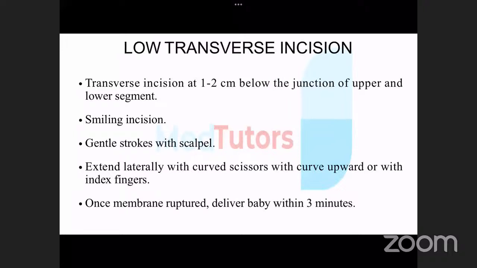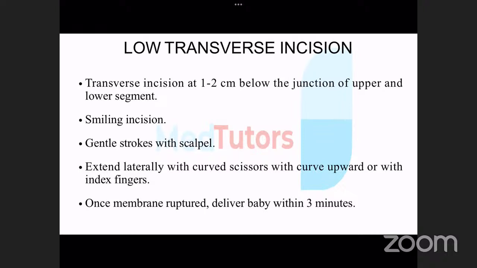Nowadays, the only indications for classical incision are when you're doing postmortem CS, or when you have preterm placenta previa where the lower segment is not formed. When you're doing cesarean section at a very early gestation, let's say at 28, 29 weeks, and there's no lower segment, you can do classical cesarean section.